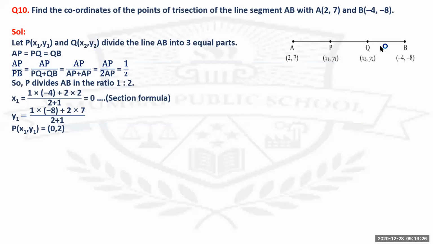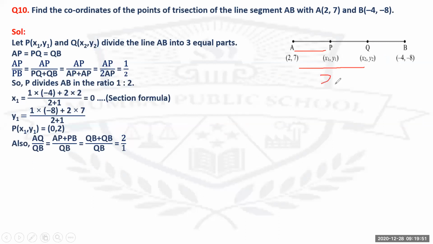Now, for the coordinates of Q. For P, you had considered AP. For Q, you're going to consider AQ. Yes, Lakshmi, you have raised your hand. So AQ upon QB: AQ is 2 parts and QB is 1 part. Now, AQ is made up of AP and PQ.